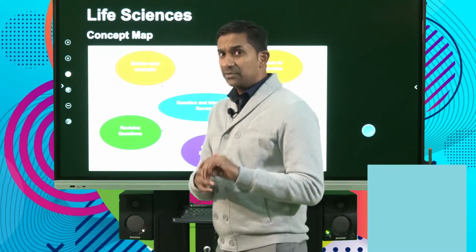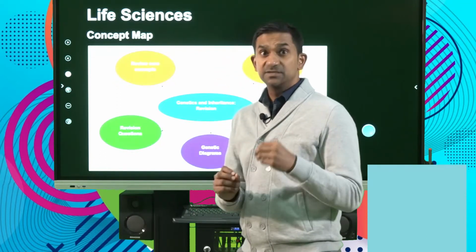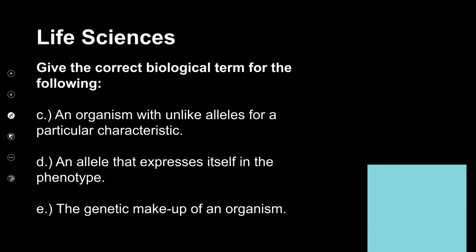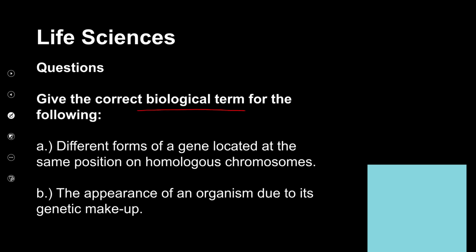So before we went into the break, we had looked at the terms. Let's see if we can answer some questions based on descriptions. So we've got to provide the correct biological term for the following. A, different forms of a gene located at the same position on homologous chromosomes. So again, it's a lot that we need to take in, but we've got to read every aspect of that. So different forms of a gene located at the same position on homologous chromosomes refers to the alternative forms, and that term is allele. So that points to alleles.